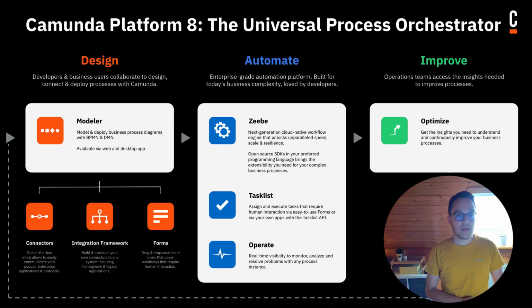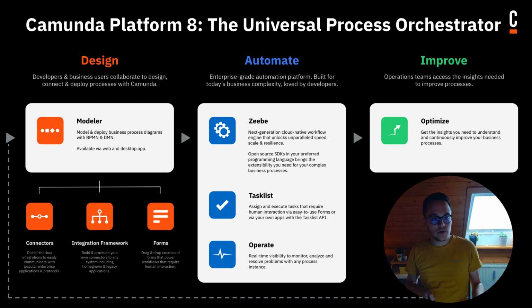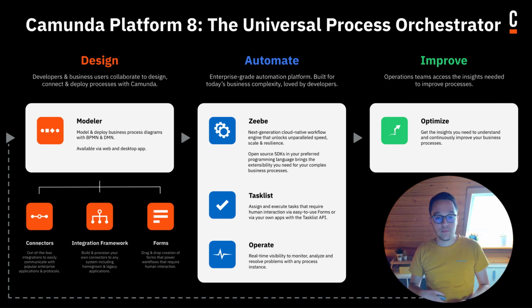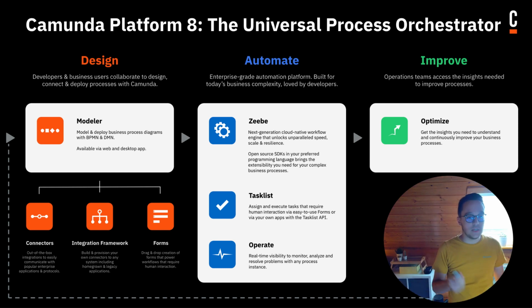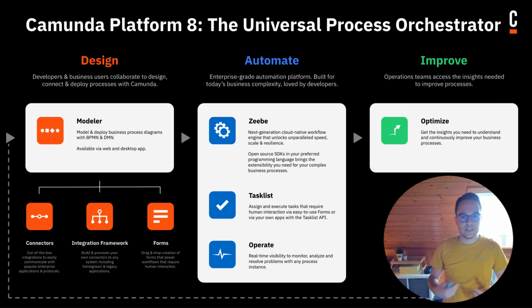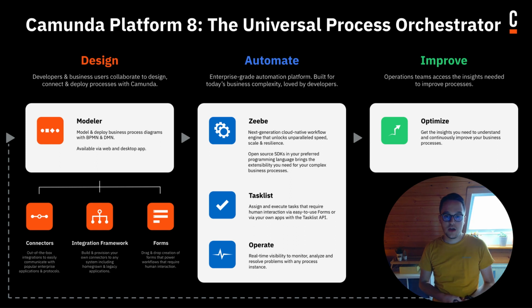And that's where we came up with Camunda Platform 8, the universal process orchestrator. There, as you can see, we do have a modeler inside of the web. We are going to support connectors, out-of-the-box connectors. There are integration frameworks and so-called forms, which make it easier to create user tasks. And afterwards, we do have, of course, our key new process engine called Zeebe, which is distributed and cloud native, which unlocks parallel speed, scale, and resilience.